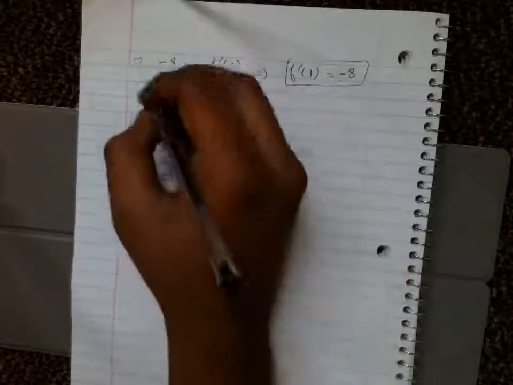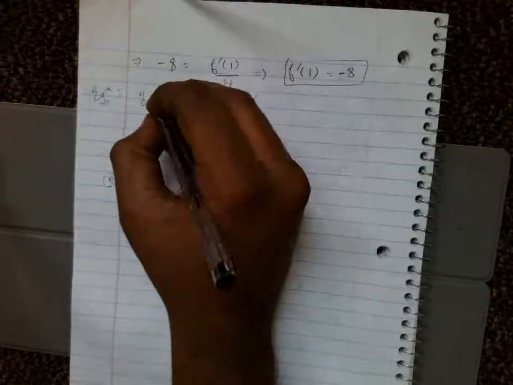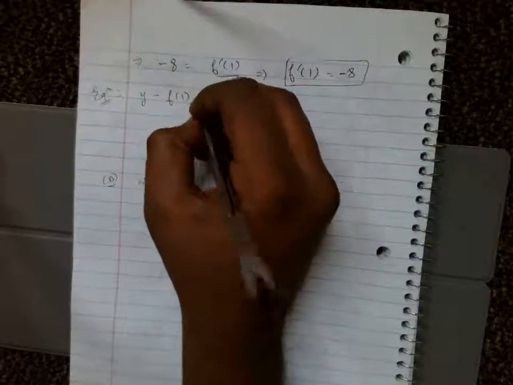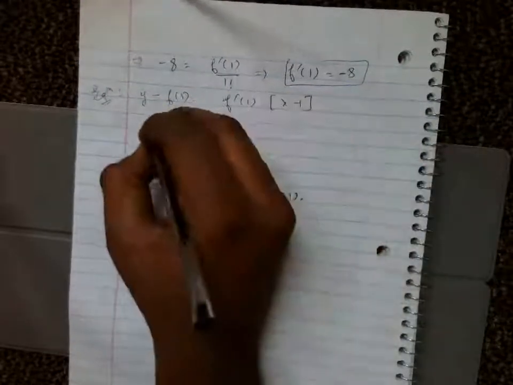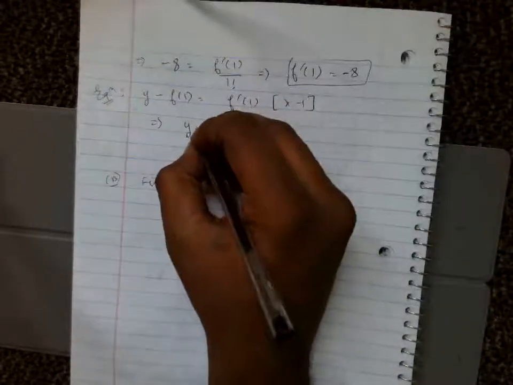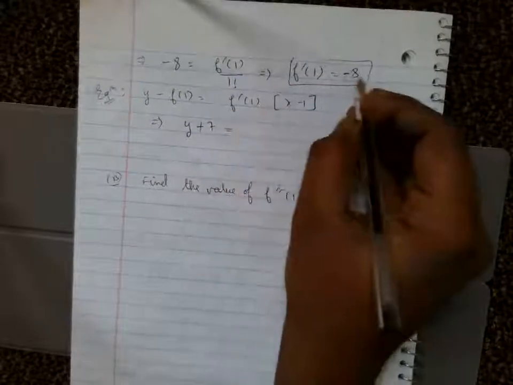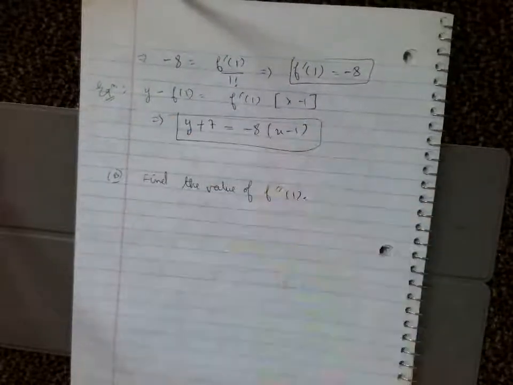And now the equation of the tangent is y minus f of 1 equals f prime of 1 times x minus 1. So this is simply y minus minus 7, so this is y plus 7 equals minus 8 times x minus 1, and this is our final answer.